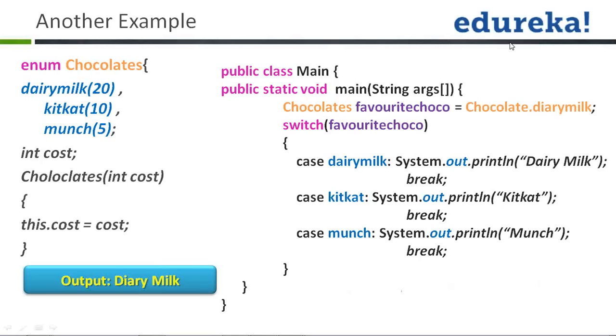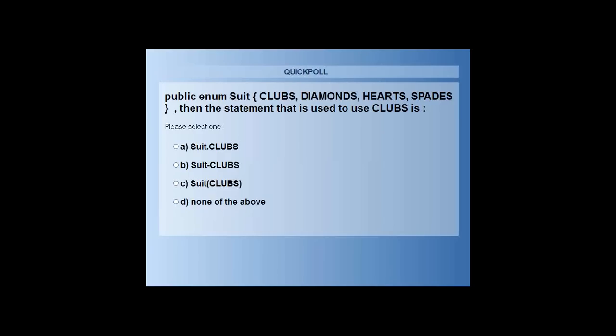So one final poll question on enums, and then we'll have two questions, okay? The subjective type. First of all, answer me. Public enum Suit { clubs, diamonds, hearts, spades }. Then the statement that is used to use clubs is: Suit.clubs, Suit-clubs, Suit(clubs), or none of the above.